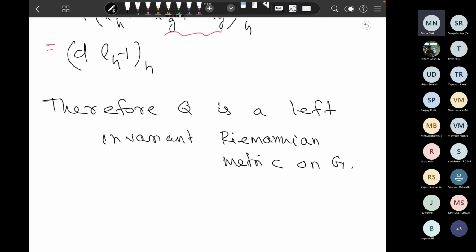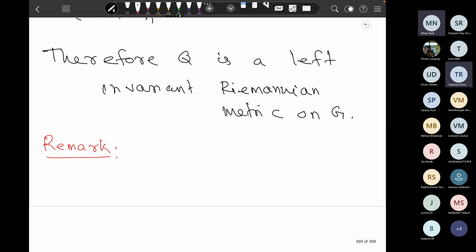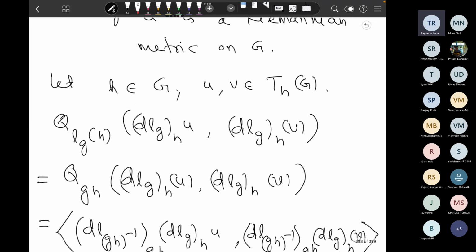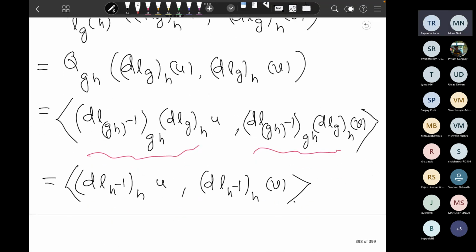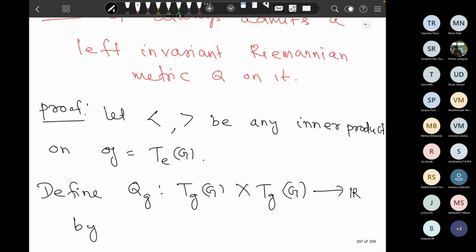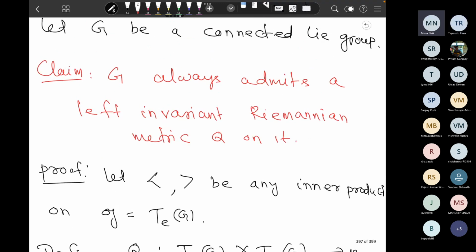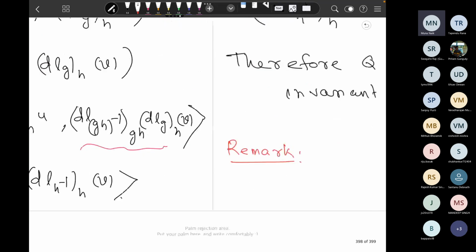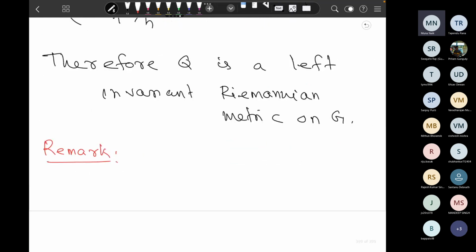Is it clear? Yes. So what material did you use? Only connectedness. What is your hypothesis saying? We assumed G is only a connected Lie group to prove this theorem. You put an inner product on the tangent space at the identity, then you use the left translation to produce a left invariant Riemannian metric. That is the natural idea, and that is what you are really doing.